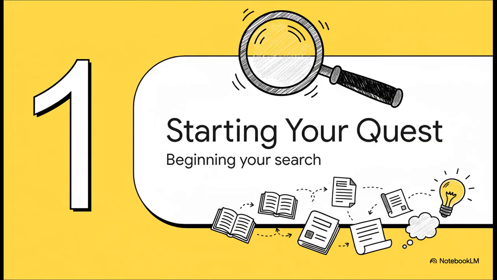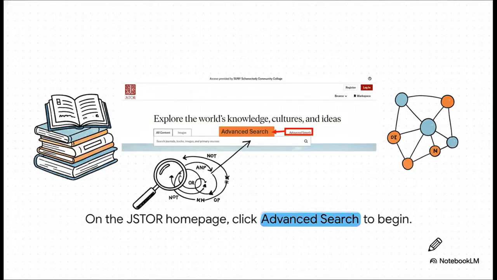First up, starting your quest. This is all about taking control right from the get-go. It all begins right here on the JSTOR homepage. Now, instead of just typing into that big search bar at the top, I want you to look just below it for this little link that says Advanced Search. This is your gateway. This is the key to a much smarter, more focused search.